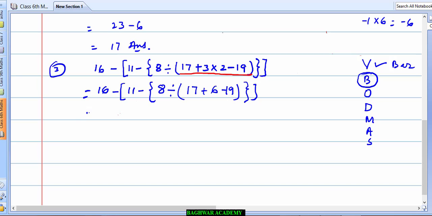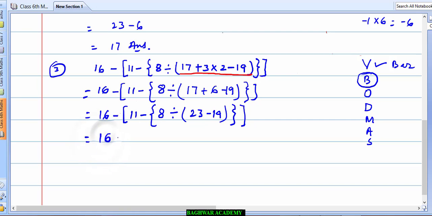This has been done. Next step you see 16 minus 11 minus 8 divided by this you solve. What we will get? 17 plus 6 we will get 23 and minus 19 and then you close these brackets. And then we have rest of the thing, just you note down as it is. 11 minus 8 divided by, here you see 23 minus 19 is equal to 4 and then curly bracket you have. So this small bracket you have solved, so no need to write now.